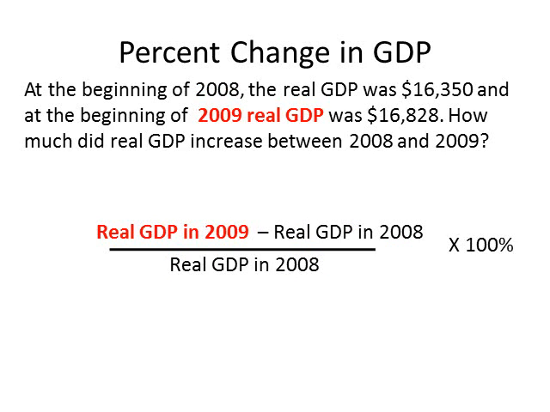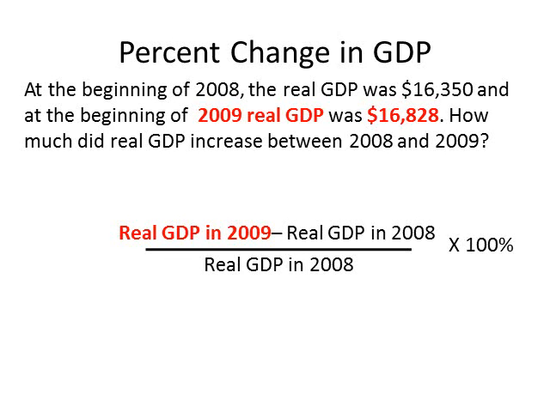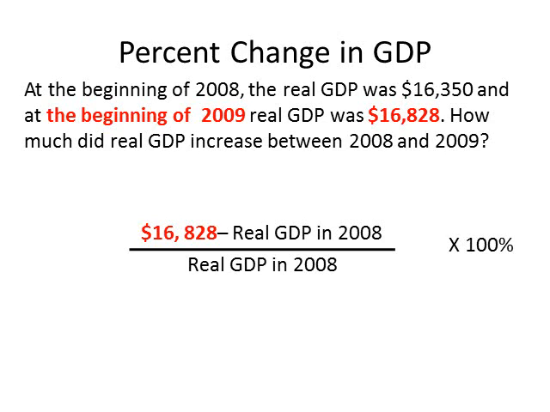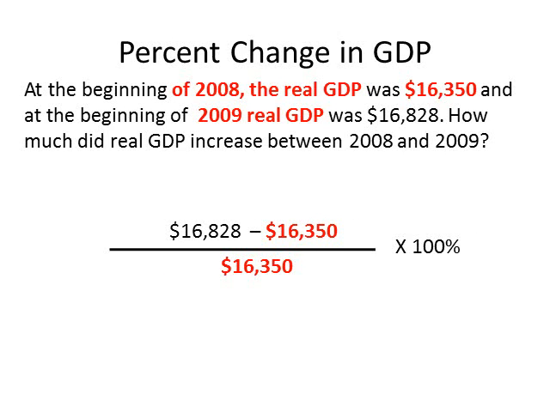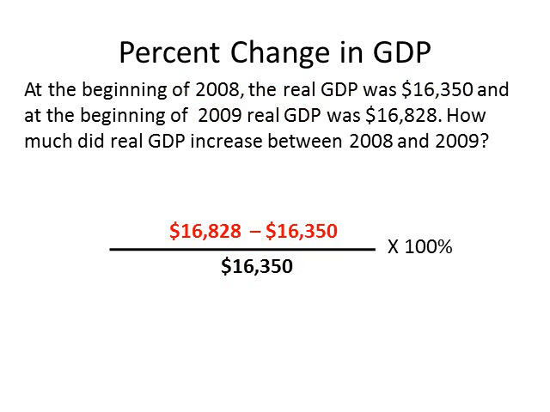The next step is to substitute the real GDP for 2009 into the formula. Since the value of the real GDP at the beginning of 2009 was 16,828, 16,828 will be substituted into the formula for real GDP in 2009. Next, we will need to substitute in the value for the real GDP in 2008. Since the real value of GDP in 2008 was 16,350, it will be substituted into the formula for the real GDP in 2008.